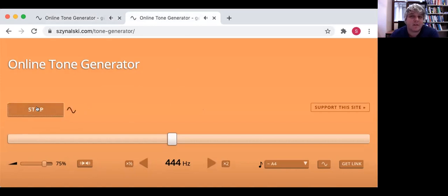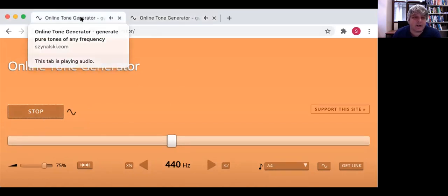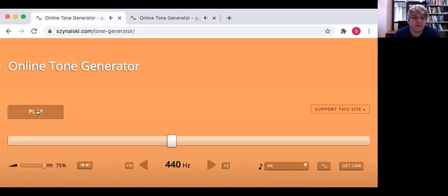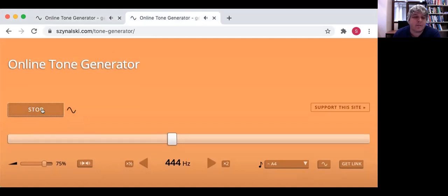So what you can hear is those beats, the loudness pulsing in and out. So that loudness is pulsing. The note itself that you're hearing is 442 hertz. It's between the 440 and the 444. But the point was those beats, that pulsing loudness.